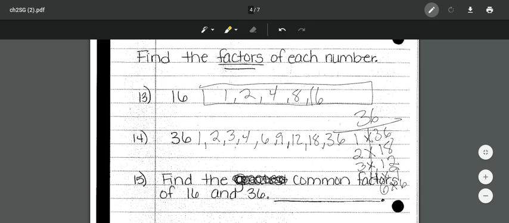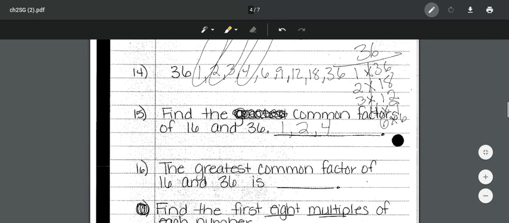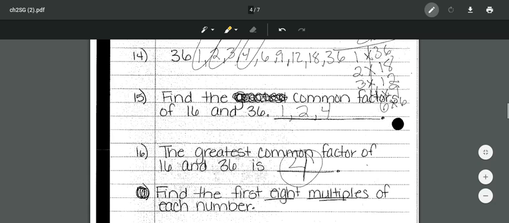What numbers do they have in common? Well, they both have 1 and 2 and 4 in common. So what is the greatest common factor? Well, this one we're just going to write down the factors. So 1, 2, and 4 are what they have in common. And what would the greatest common factor be? The biggest number they have in common is 4. So that's my greatest common factor.